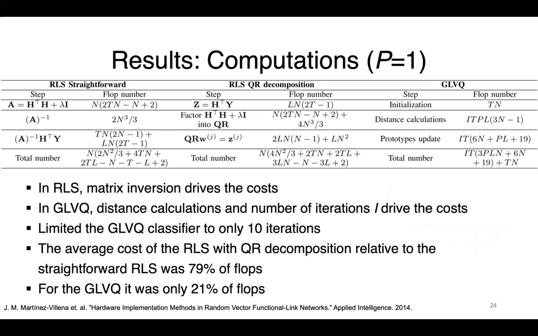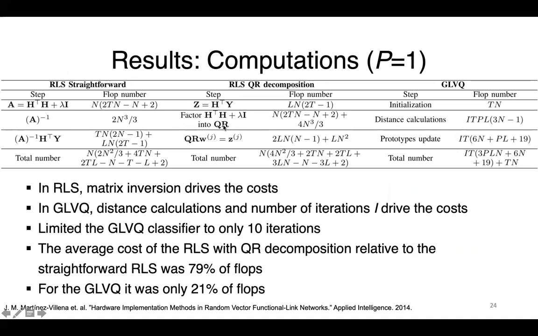So if you recall, we chose GLVQ to train the readout weights of intRVFL, in part because we wanted to avoid some of the expensive matrix operations of RLS. So we wanted to compare the computational costs of the RLS and GLVQ classifiers on the UCI datasets measured in flops. We used two different approaches to compute the least squares weights of the RLS classifier. The first approach, which is on the far left of the table here, we called RLS straightforward. So it computes weights using the Moore-Penrose pseudo-inverse. And the second approach uses QR factorization to decompose the matrix inverse.